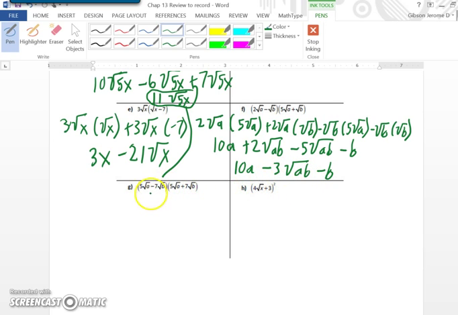Now, if we look here at G, we basically have a binomial times a binomial. And you notice the only difference between these two parentheses is one is subtraction and one is addition. So we just need to multiply the first two terms and the last two terms. So this will give us 25A minus 49B. And that will be the final answer. Now, for the next problem, we have this parenthesis squared. So we will write this out as 2 parentheses.